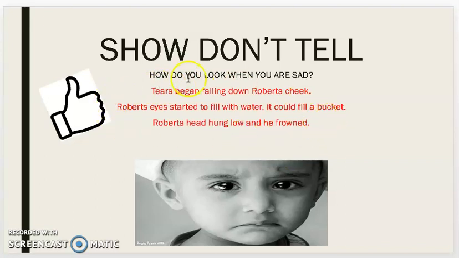Or Robert's head hung low and he frowned. Reading all of these three sentences, again, I am showing my readers how my character feels. I did not tell them how he feels. I did not say, Robert is sad. Instead, I showed them by saying, tears began falling down Robert's cheek. So I can read this sentence and I can close my eyes and I will picture Robert, a little boy, crying. And I know when you cry, you're most likely really sad. So again, remember, we want to show our readers. We don't want to tell them.